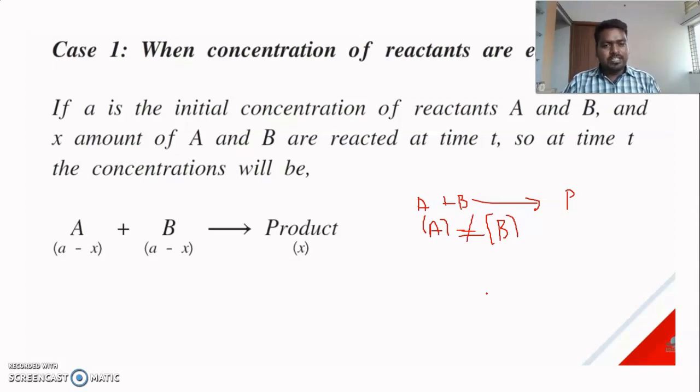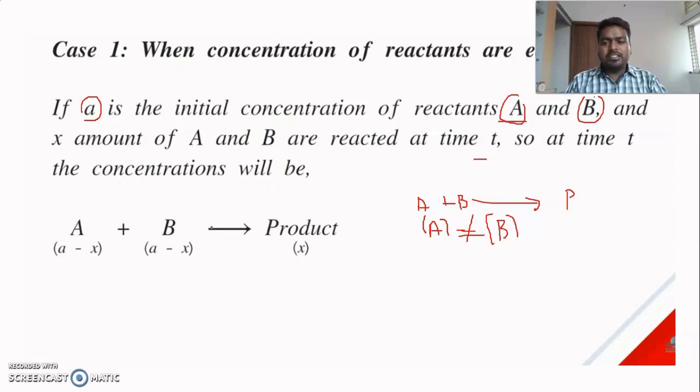There are 2 cases: one with the same initial concentration of the reactants and one with different initial concentrations. Let us consider the first case, in which the concentrations of the reactants are equal. Let a be the initial concentration of reactant A as well as of reactant B, and x is the amount of A and B reacted at time t.